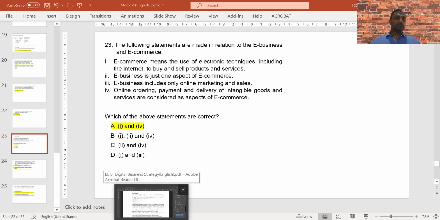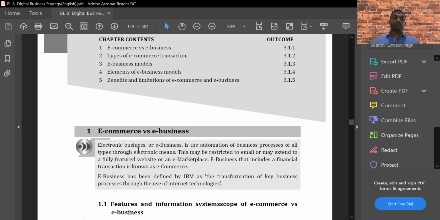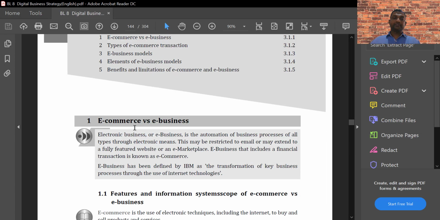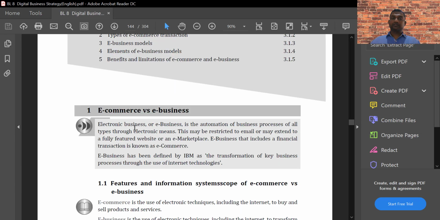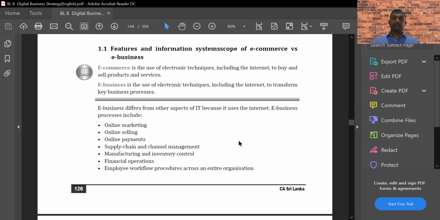So if we look at how this is explained, in chapter 6, the chapter is about e-commerce. It says e-commerce is the use of electronic techniques including the internet to buy and sell products and services. And it also says e-business is the use of electronic techniques including the internet to transform key business processes. So the difference here is e-business includes e-commerce in it.